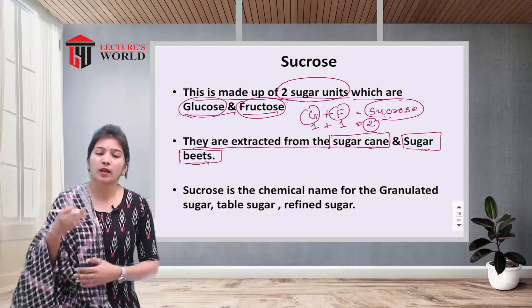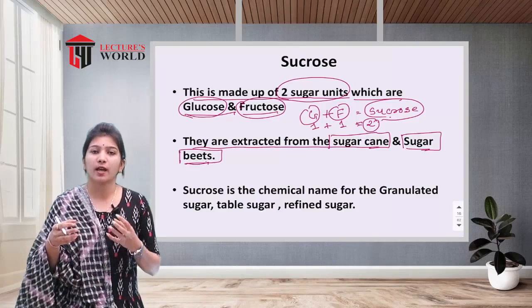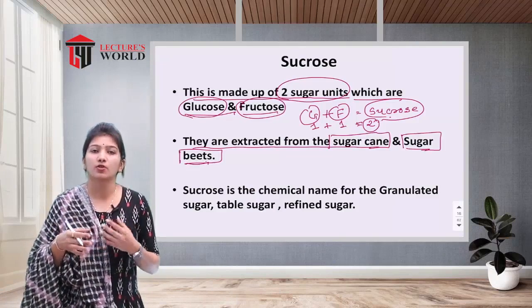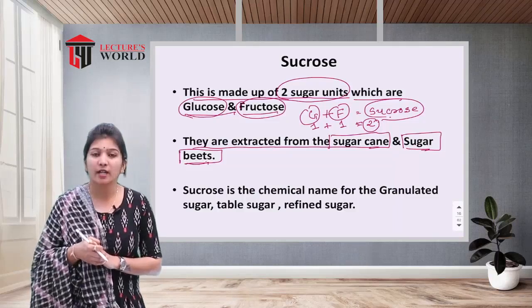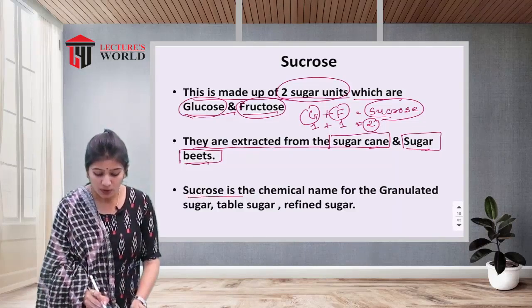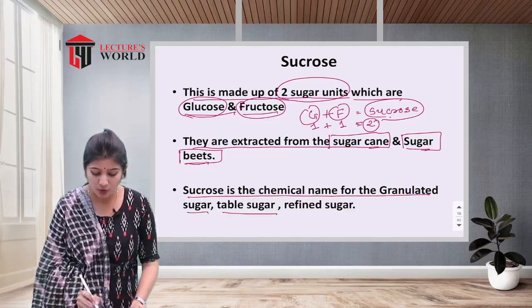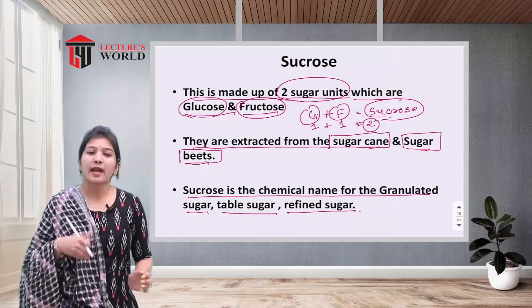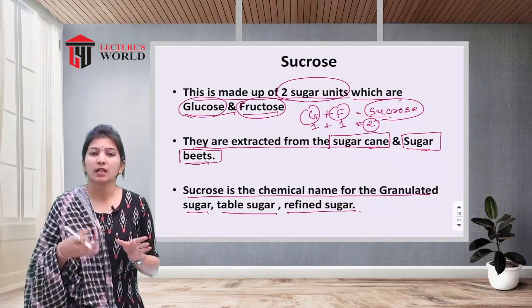From sugar cane we are getting the sugar, we are having the jaggery. If we are having any products made up of sugar cane or sugar beet, we are getting the carbohydrate, and the name of the carbohydrate is sucrose. Sucrose is the chemical name for the granulated sugar, table sugar or refined sugar. So for any sugar, as I have told you, from the sugar cane we are making the sugars.